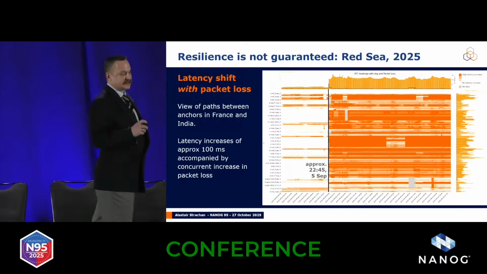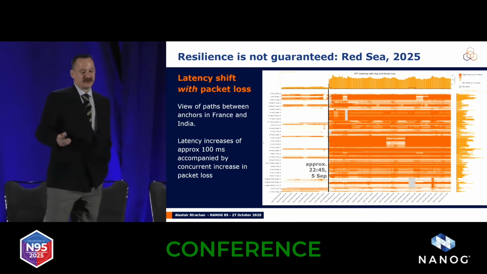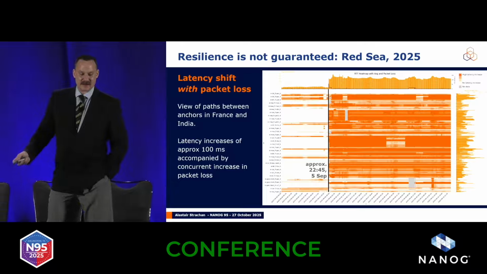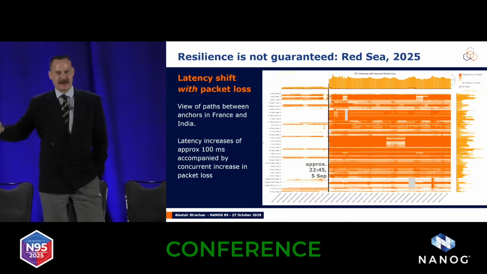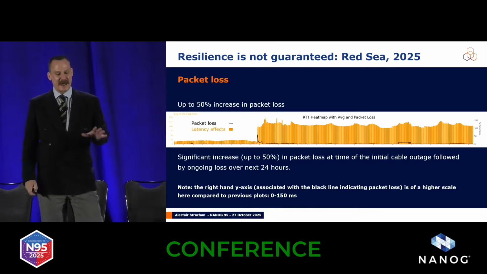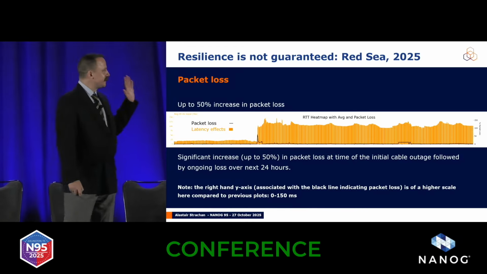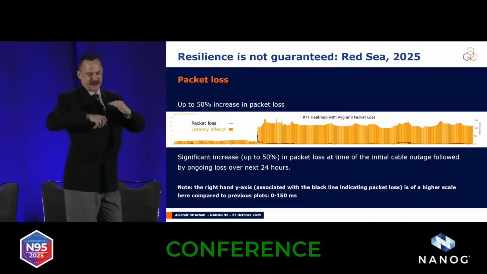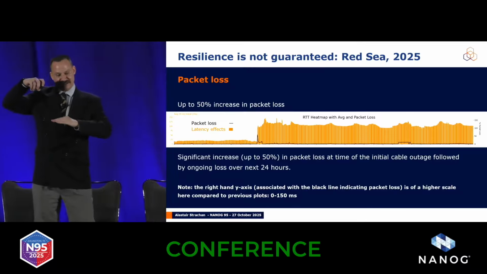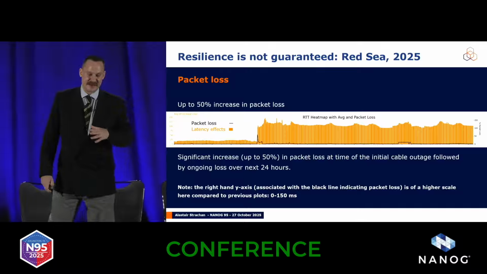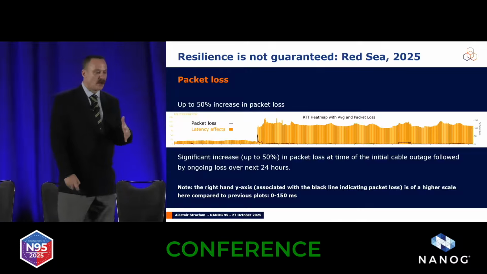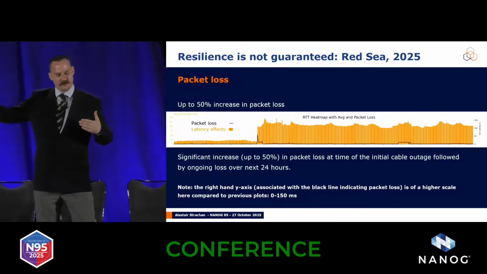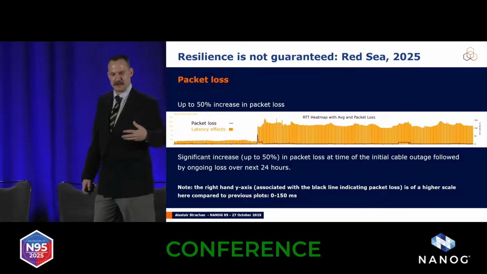With this one, this is actually looking between France and India, and we saw a latency increase of 100 milliseconds. So this was quite a big jump, and also an increase in that packet loss again. Now, you may look at this and think that that doesn't look too bad on the packet loss. Because of the increase, the y-axis was adjusted. This actually shows up to 50% increase in packet loss, which is quite a huge number. And that continued over the next 24 hours. We saw this same issue cropping up.